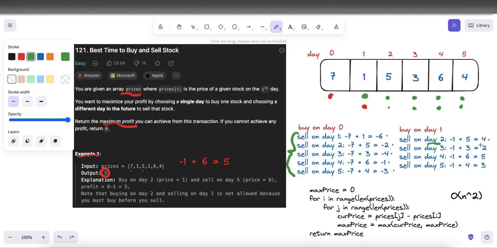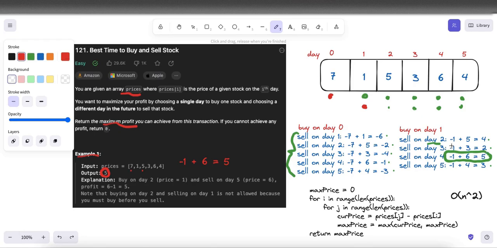When selling on day 3, we get a profit of $2. When selling on day 4, we get a profit of $5, and when selling on day 6, we get a profit of $3. The highest profit in this case is achieved on day 4 when buying for $1 and selling for $6, making a profit of 5.